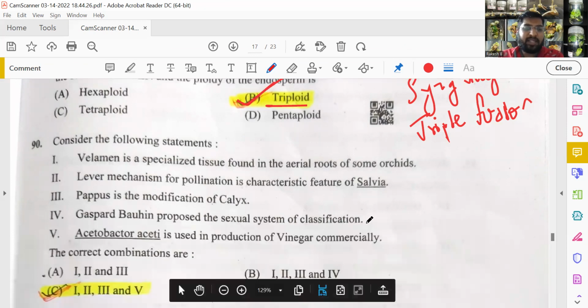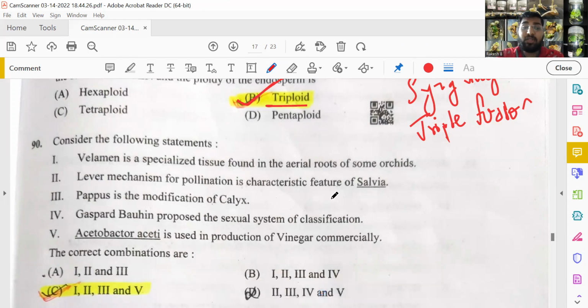Consider the following statements. Find the correct statement. Velamen is a specialized tissue found in the aerial roots of some orchids. It's very true. Velamen is a spongy tissue that is found for the absorption of air. Lever mechanism is the characteristic feature of salvia. This is also very true. There's a red color flower called salvia. An insect comes and sits over here. When it sits, it opens up. It's like a lever. So that is also true.